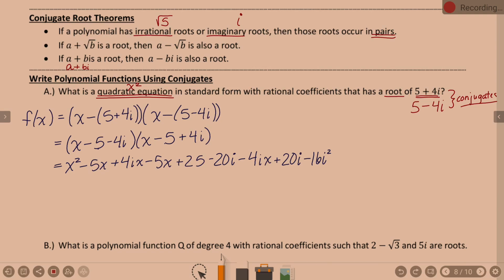Plus 4ix cancels with minus 4ix. Minus 20i cancels with plus 20i. And I was just mentioning it, minus 16i squared. Remember, it's negative 16 times what is i squared? Negative 1. Negative 16 times negative 1 is a positive 16. We reviewed that lately. Do I need to review that? Okay. Now, final step, clean up.